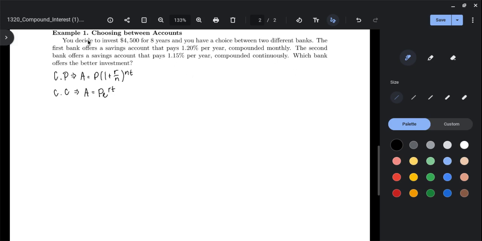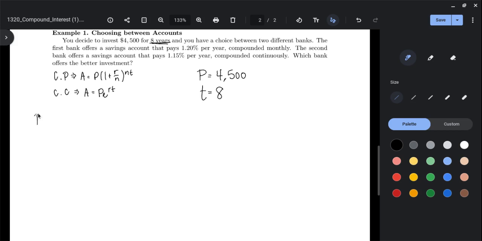Well, in this case, we invest $4,500, so that is going to be our P. And then it does not give us our A. That's something that we need to compute, so that remains unknown. Another thing that will stay the same is that we're investing for 8 years. So that is going to be our T variable. Now, after this, everything is going to be different for our 2 accounts.